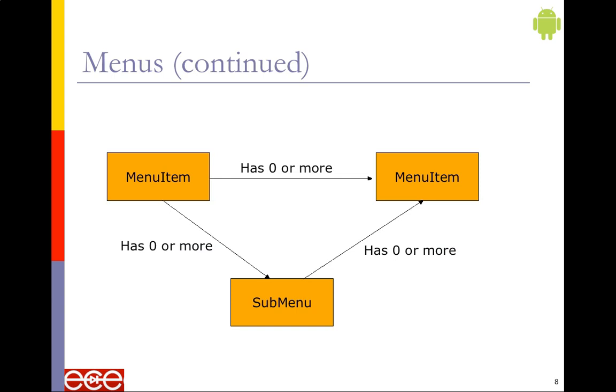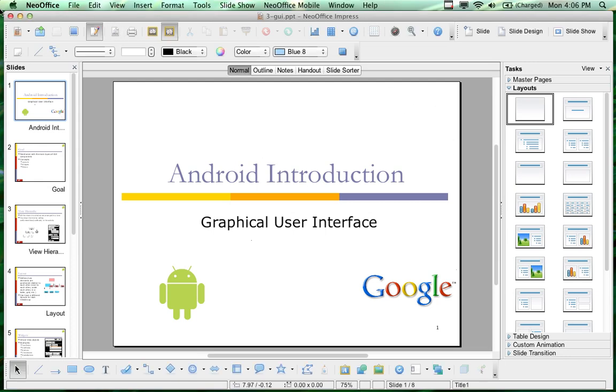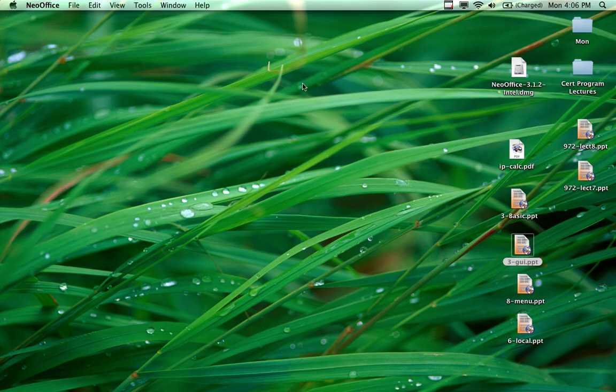So here we have kind of the way that this menu item and submenu work together. Has 0 or more items, has 0 or more menus. So submenus can have menu items, can have menu items in terms of the hierarchy. So again, it's hierarchical in terms of its context as well. See, I told you it was painless. 2 more, they're also painless.